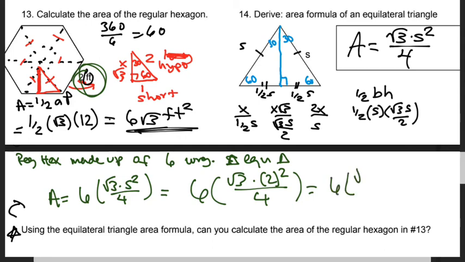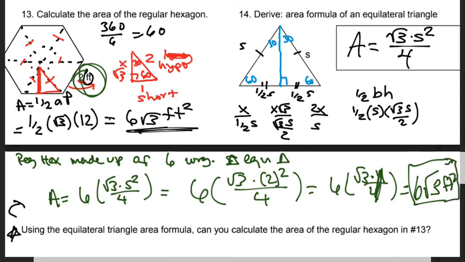So I've got 6 radical 3 times 4 over 4. Obviously, these 4's are going to cancel, so I'm left with 6 radical 3 feet squared. Can't forget the units. And if I notice, that's the exact same thing I got right there. So just another way to work that regular hexagon problem. I get the exact same answer.